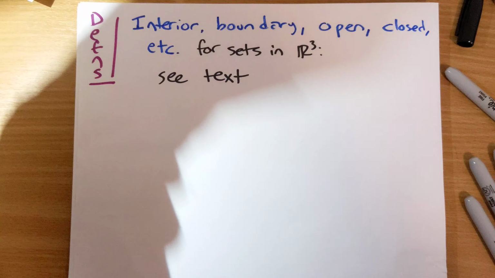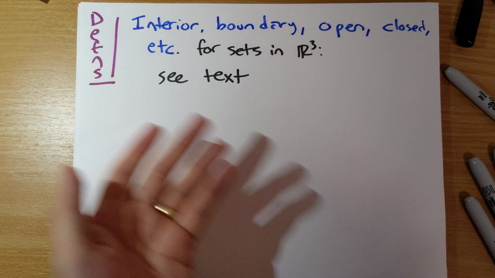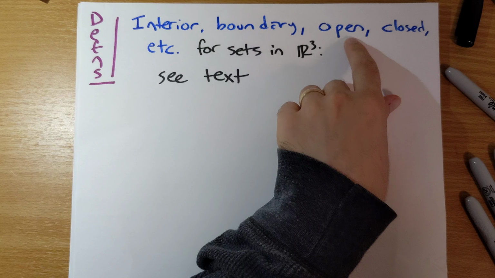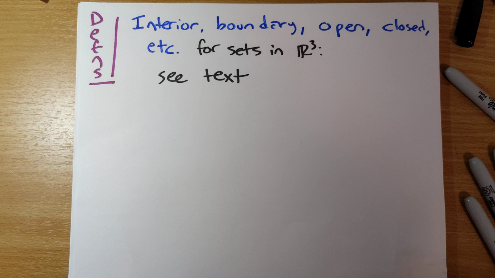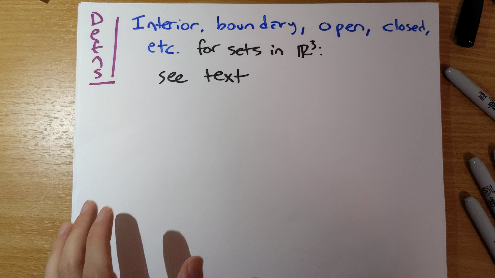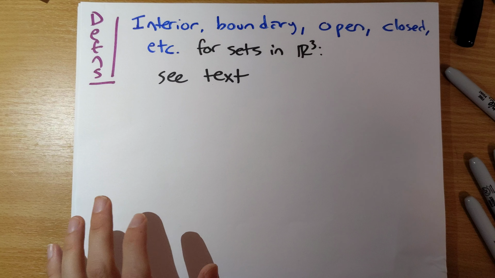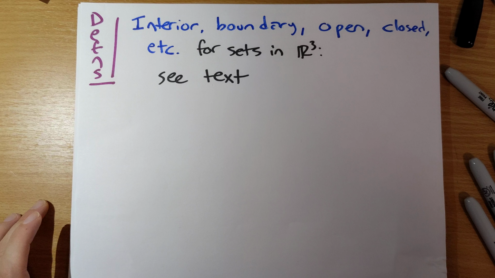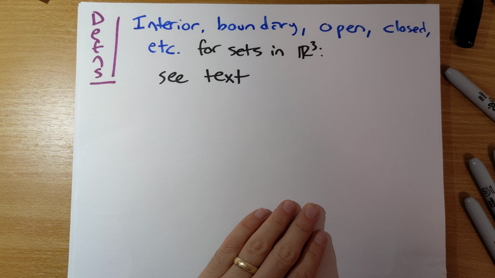Okay. And then I should say here, there are definitions for interior and boundary points of sets in three variables, sets in R3 in space. There are notions for open and closed sets in R3 in space. I'm not going to write out everything here. You can see the textbook for that. Everything goes through exactly in the same way as it does for functions of two variables and sets in the plane.